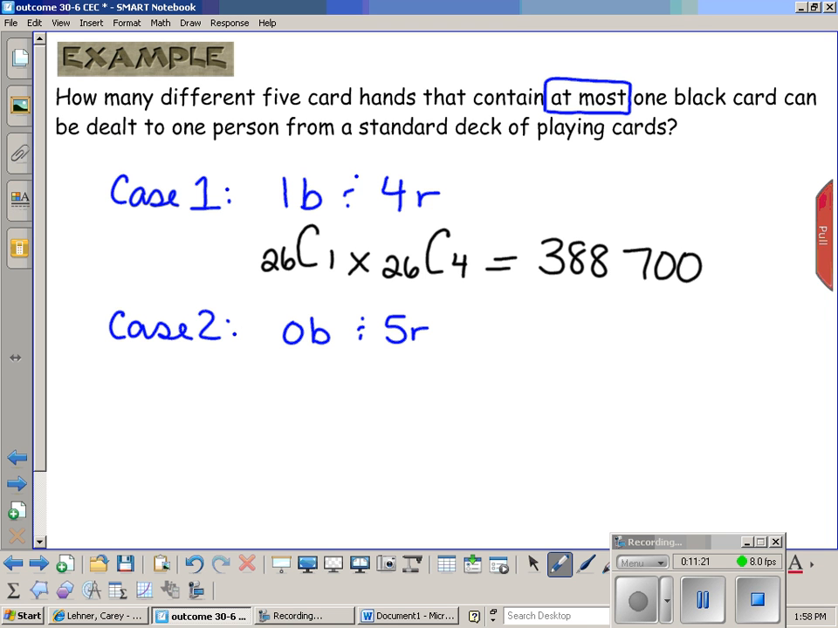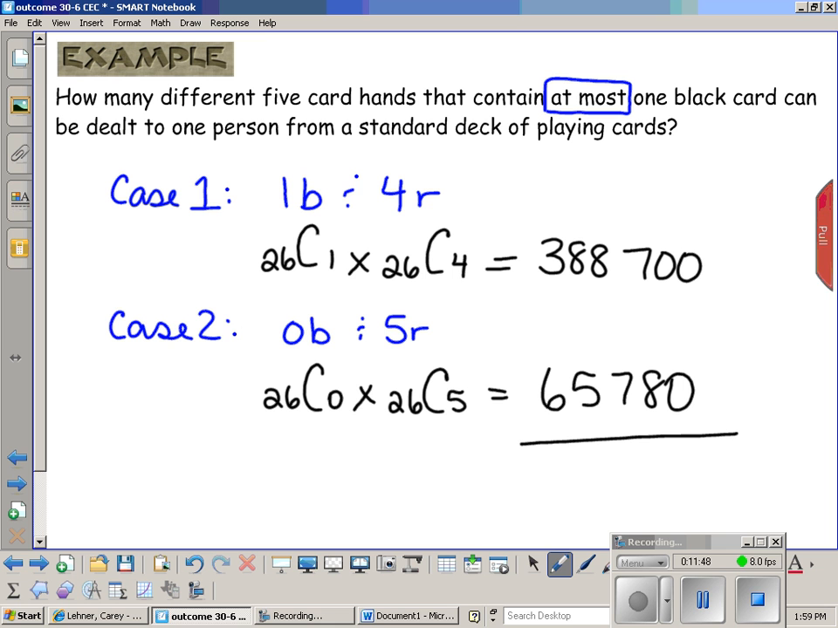Let's look at our next case. We want to choose 0 blacks. So there's 26 blacks to choose from. We're choosing 0 of them. There are 26 red to choose from. We want 5 of them. We get 65,780. Now remember, in a case situation, it's case 1 or it's case 2. Or means add. So we add up those 2 sets of options, and we have 454,480 different ways that this could occur.